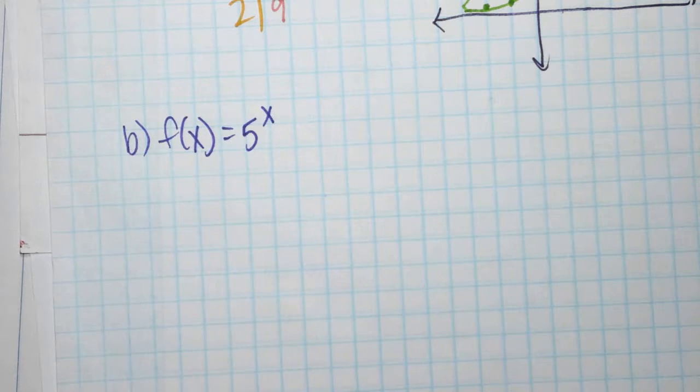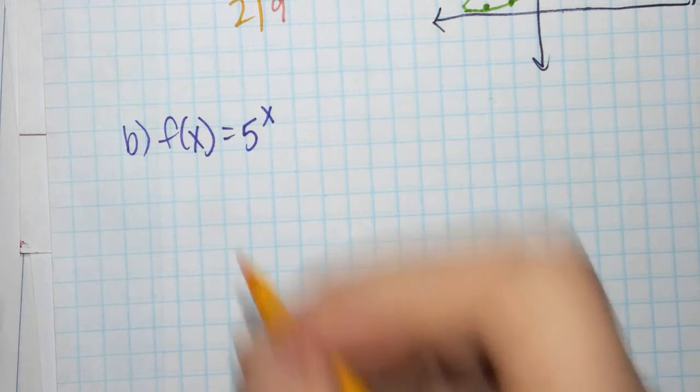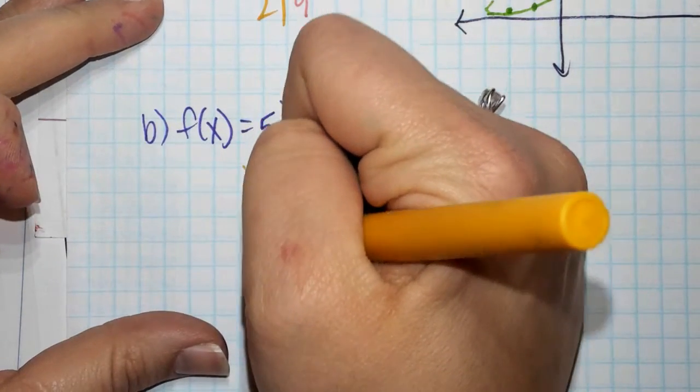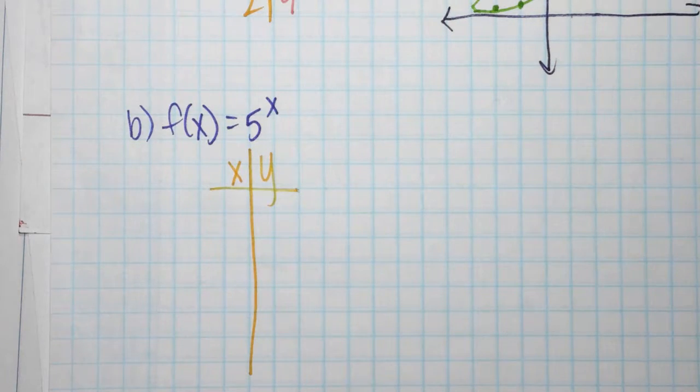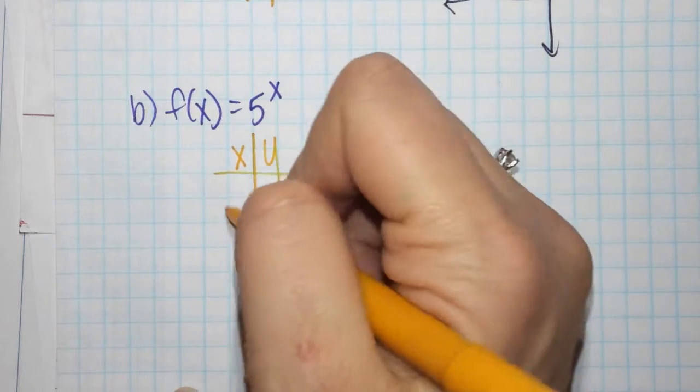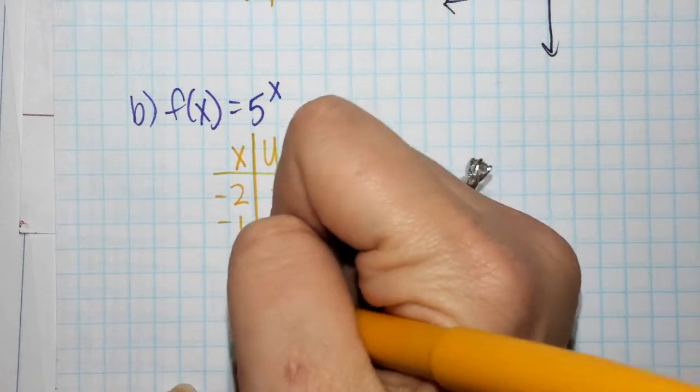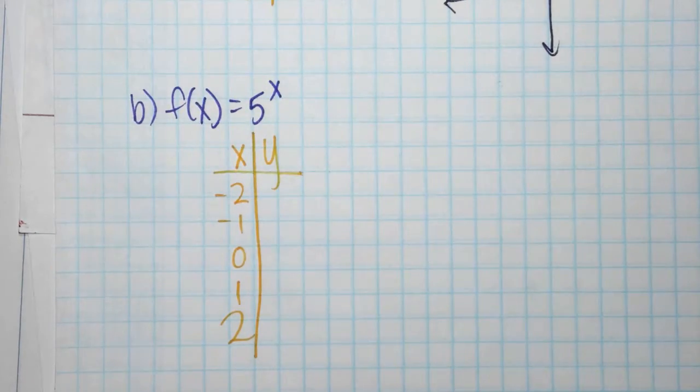So what's the first thing that we need to do? Make sense. Alright, what x values are we going to use? -2, -1, 0, 1, 2. There you go. Do you think this is going to be a growth or a decay? A growth because it's greater than 1.